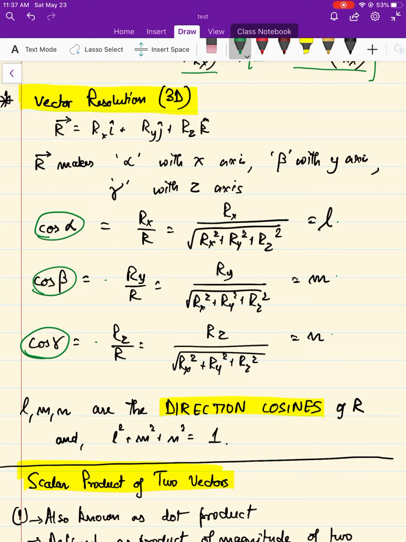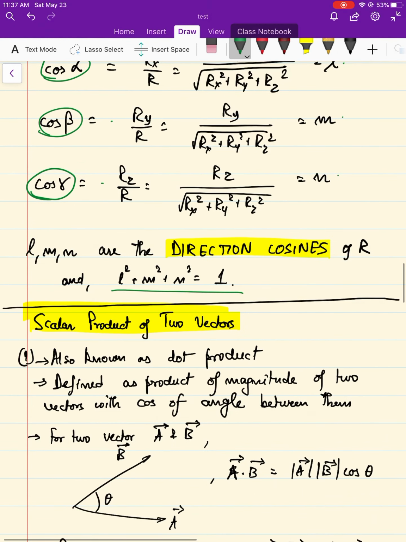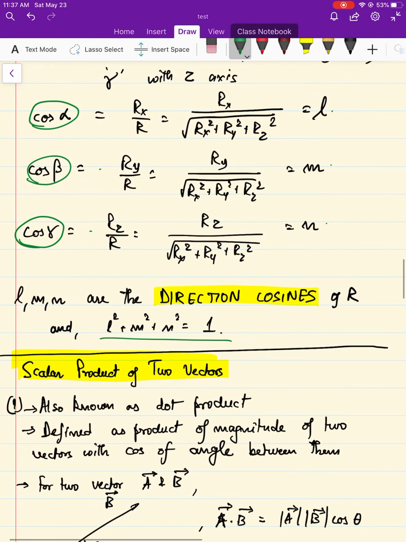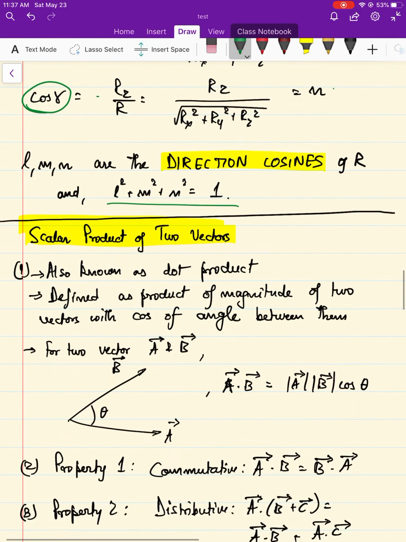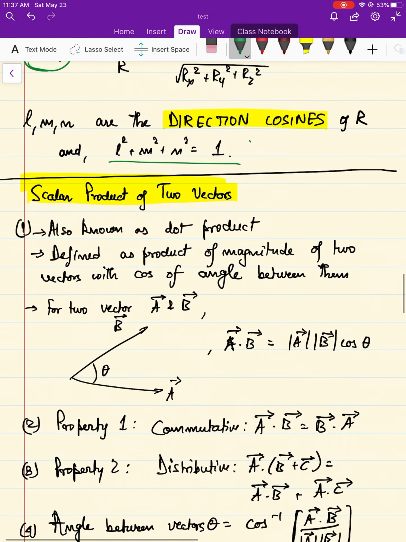One interesting property of L, M, and N is that the sum of their squares is equal to 1, and I think it is pretty easy to prove, because you just square and add them, and you can see that cos square alpha plus cos square beta plus cos square gamma is equal to 1. And this is a very important identity when it comes to solving problems, as you shall see in the books.